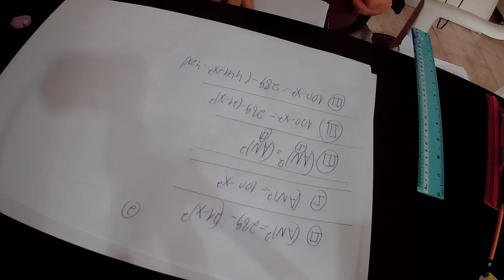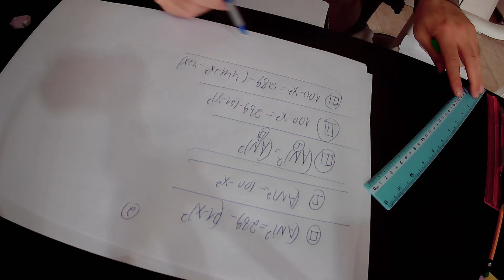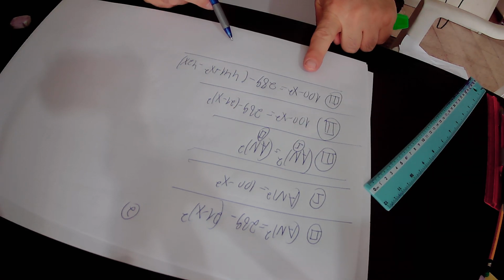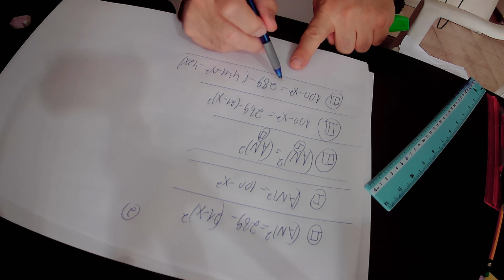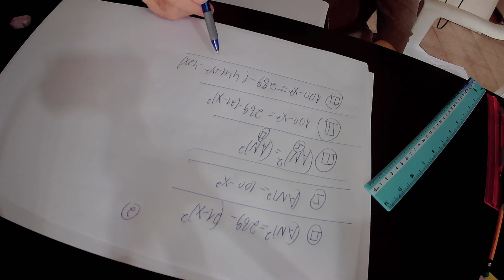We check again that 21 squared indeed equals 441. Okay, so according to equation 3, 100 minus x squared equals 289 minus (441 plus x squared minus 42x).